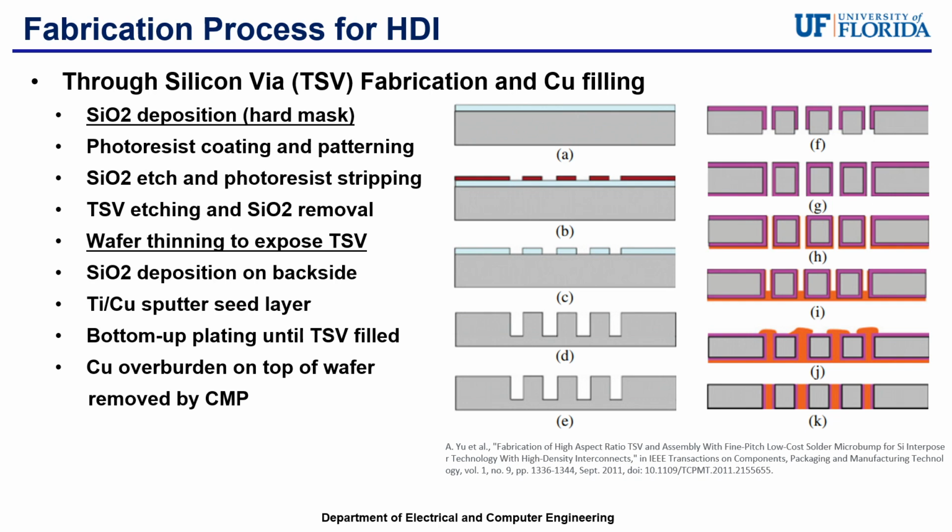Moving on to the right side of the figure, part F, it starts with thinning of the wafer to expose the TSV. The next step is silicon dioxide deposition on the backside. After that is a titanium copper sputter seed layer. And then there's bottom up plating until the TSV is filled. Once the TSV is filled, the copper overburden on top of the wafer is removed by CMP, which is known as chemical mechanical planarization.